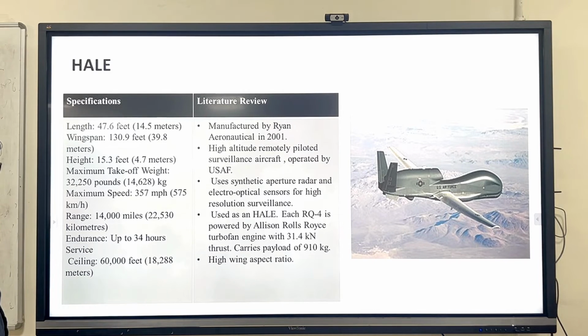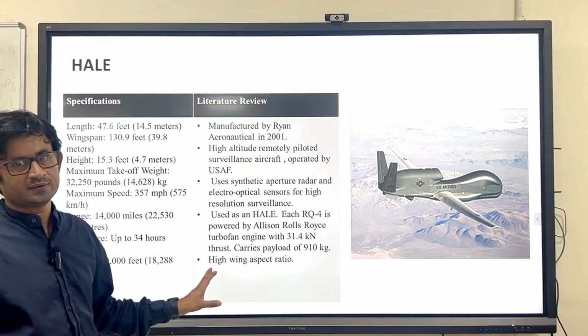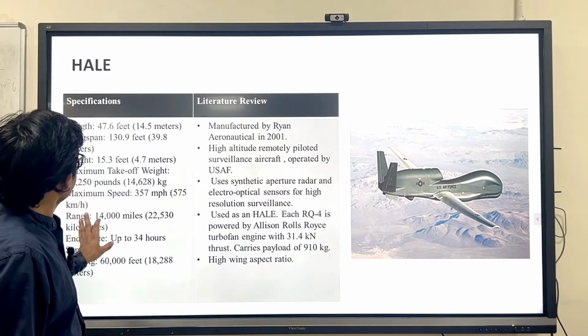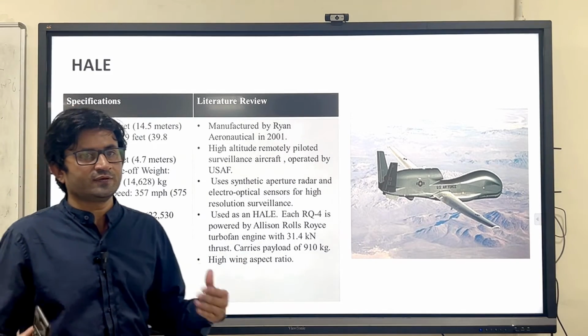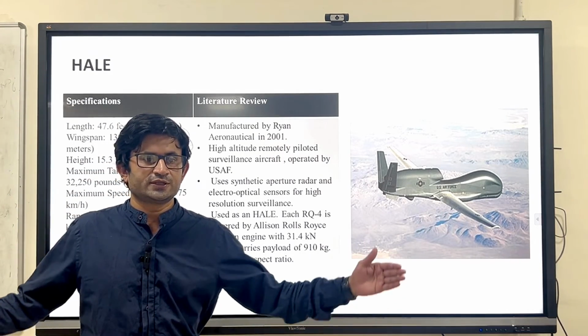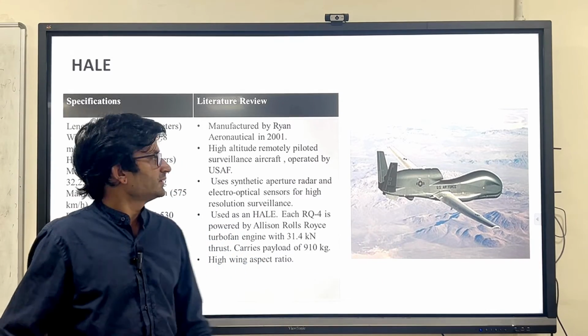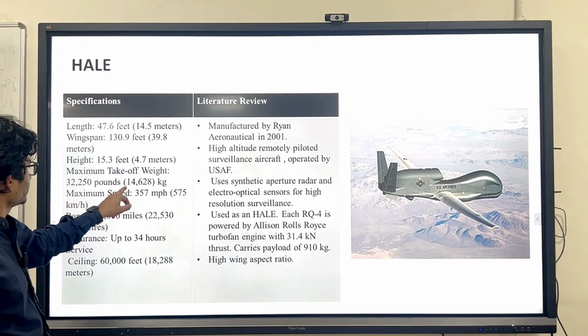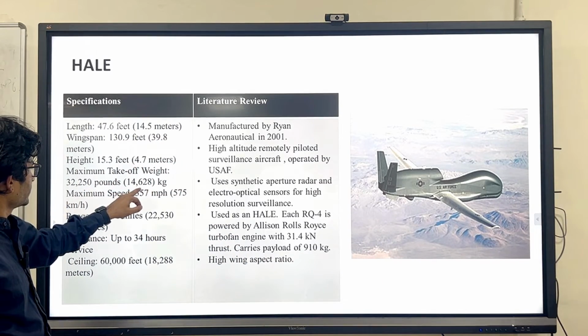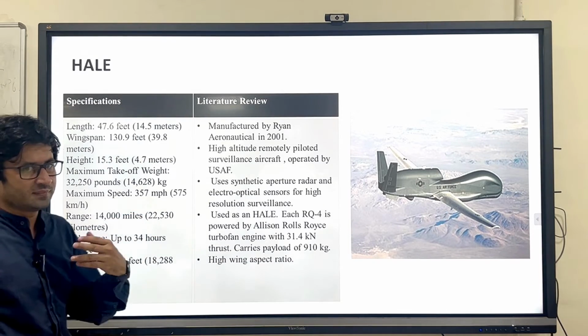And the wingspan, you can see, is 39.8 meters, so long, right? A 40-meter wingspan, so you can have a feel for how huge a span this kind of UAV has. Okay. The weight is approximately 14,628 kg. So you can see that this weight is very much greater than many manned aircraft.